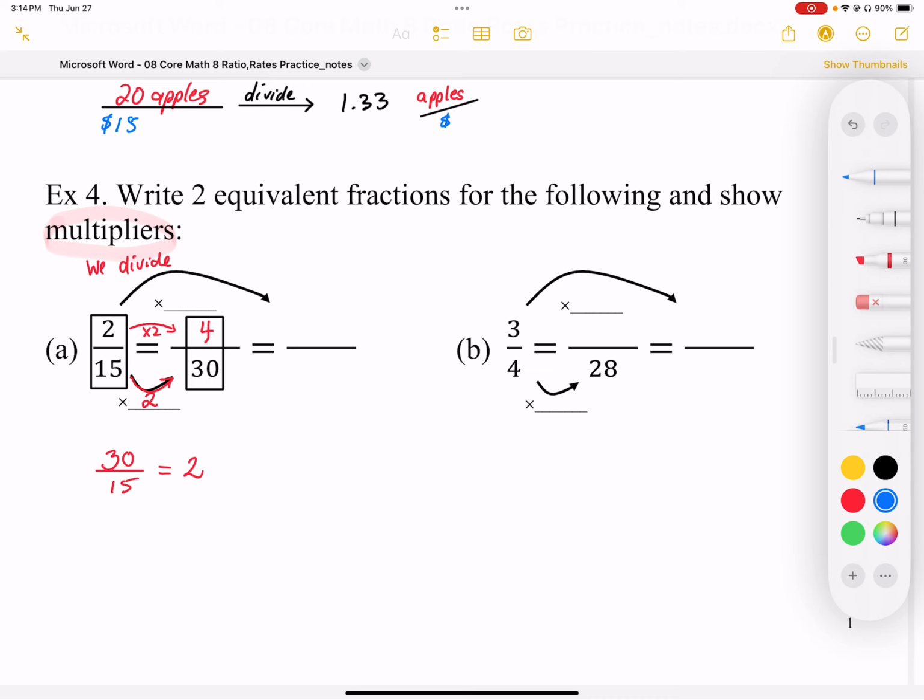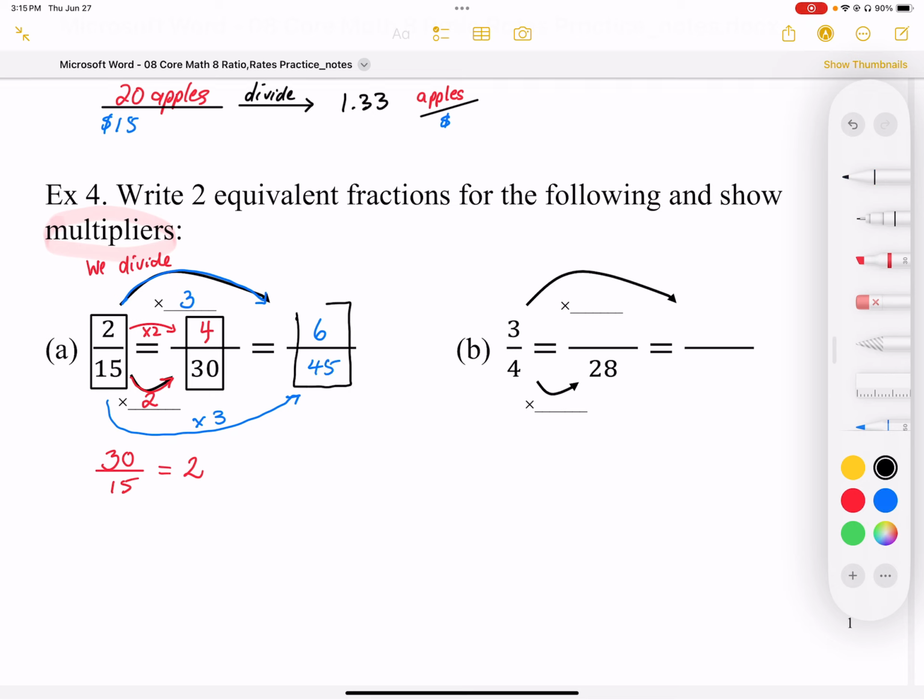We need to come up with another equivalent fraction. Now in this case, we don't know the top or bottom of that equivalent fraction, so we can choose whatever multiplier we want. I'm just going to make it easy and choose a times 3. So I'm going to do 2 times 3, and that gives me 6 in the numerator. If I do times 3 on the top, I have to do times 3 on the bottom. So 15 times 3 is going to give me 45.